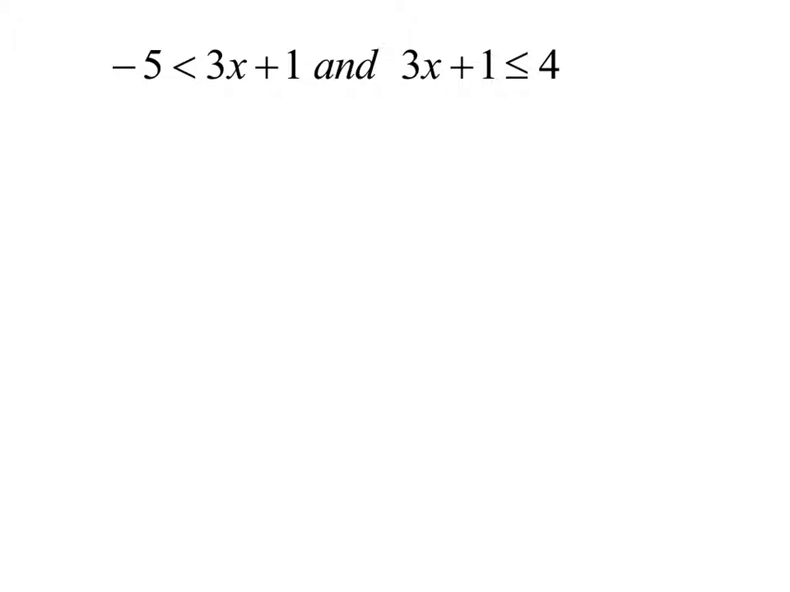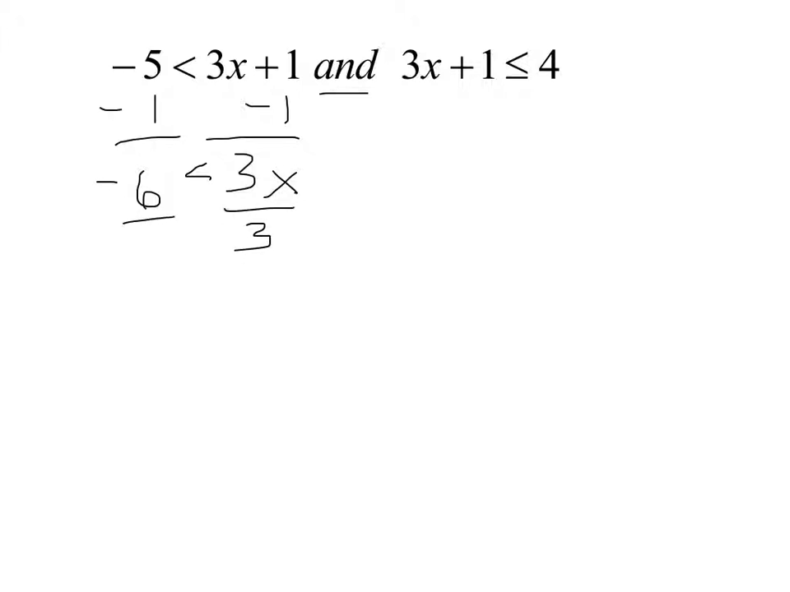Let's solve this compound inequality. It's an and situation, so it's an intersection, and we want to isolate the x in both cases. On the left, we'll subtract 1 from both sides. That gives us negative 6 is less than 3x. We need to isolate the x. We'll divide both sides by 3. Negative 2 is less than x.